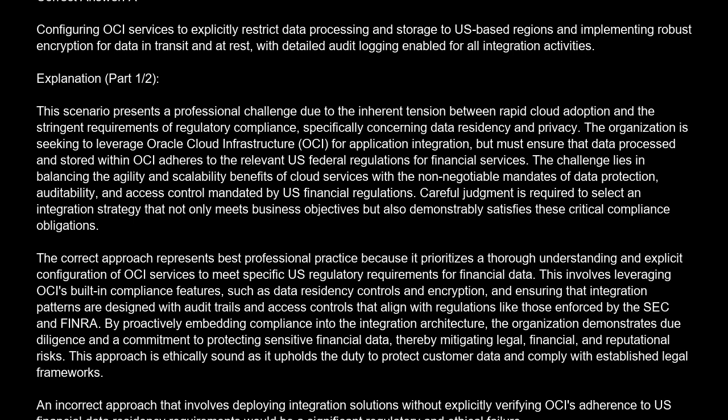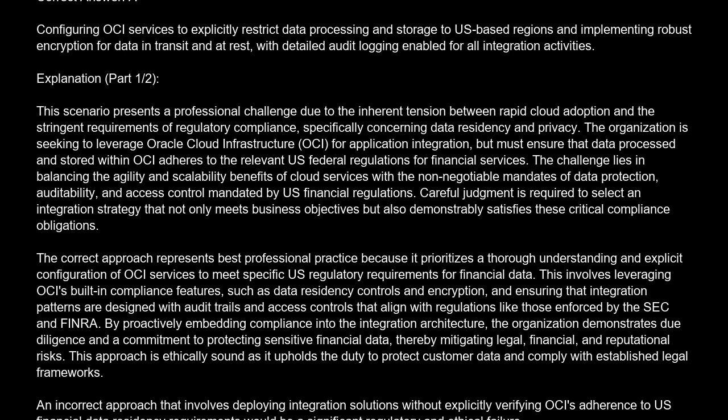Explanation. This scenario presents a professional challenge due to the inherent tension between rapid cloud adoption and the stringent requirements of regulatory compliance, specifically concerning data residency and privacy. The organization is seeking to leverage Oracle Cloud Infrastructure, OCI, for application integration, but must ensure that data processed and stored within OCI adheres to the relevant U.S. federal regulations for financial services.